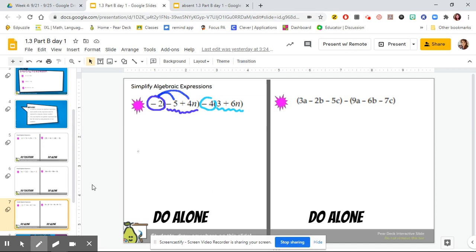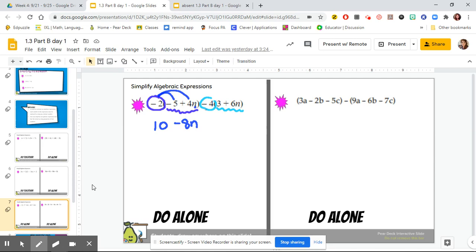The only method to get rid of parentheses in this case is to distribute -2 to both -5 and to 4n. So I'm going to multiply -2 times -5, and we get +10. I'm then going to multiply -2 times +4, which is -8. And then I'm going to carry down that n variable with my -8.